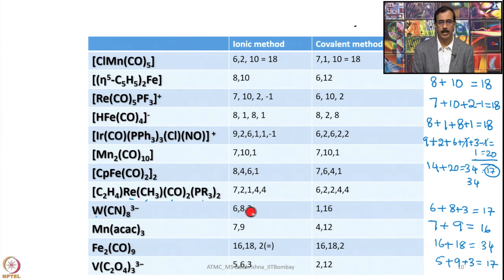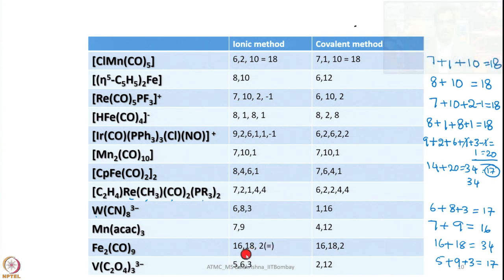And then if you consider here, it is a 17 electron species. It is a 17 electron species, you can see. And here it is 16 electron species. And here it is 34 electron species. And here it is 12 electron species. Vanadium has 5 electrons, 6 electrons are coming from this one, and plus negative charge it becomes 14 electron species. So it is 17 is incorrect, you should remember.